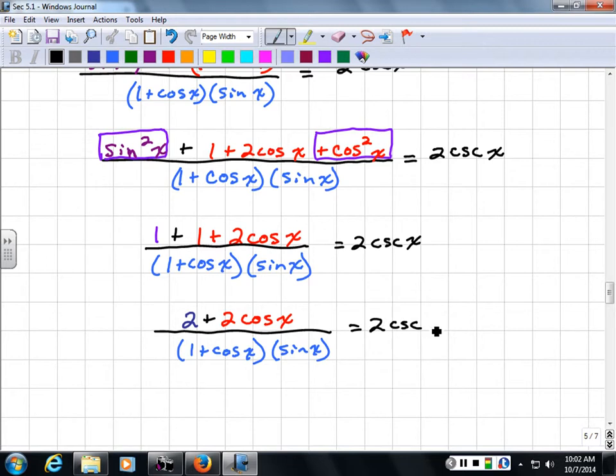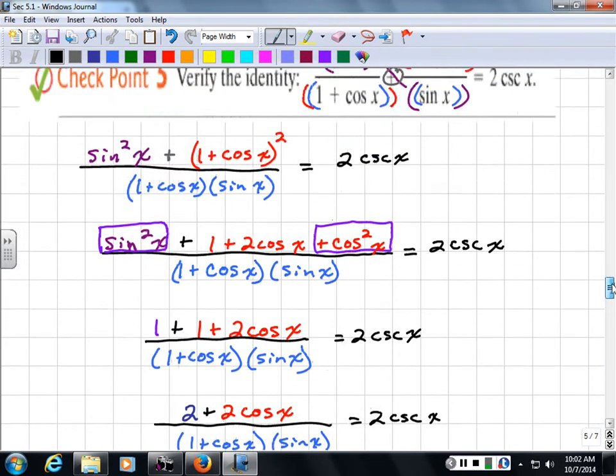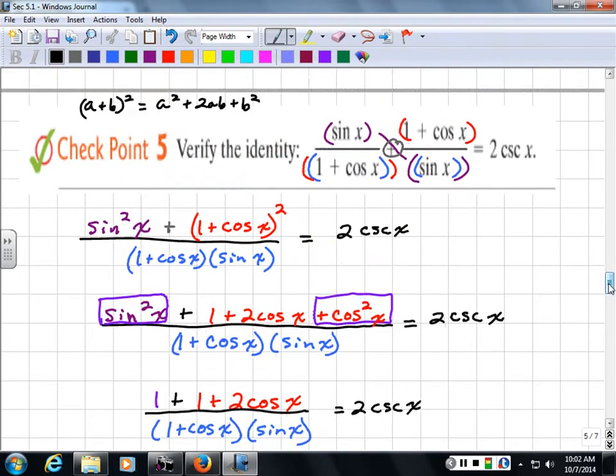Now, I'm going to pose the rhetorical question: do I need to show each and every step? No, you don't. However, do not go from what I give you and in the next step write 2 cosecant x equals 2 cosecant x without showing me anything. You laugh. A few of you are laughing. A couple of you are going, man, that's what I was going to do.